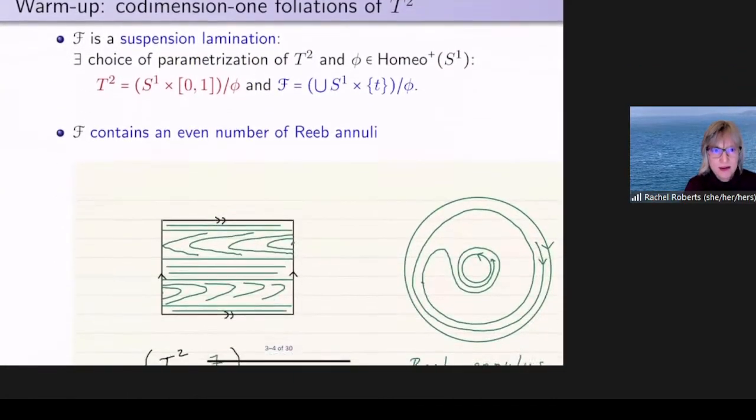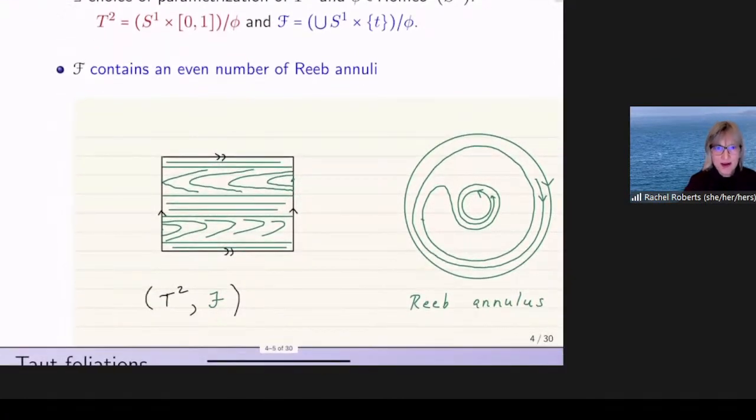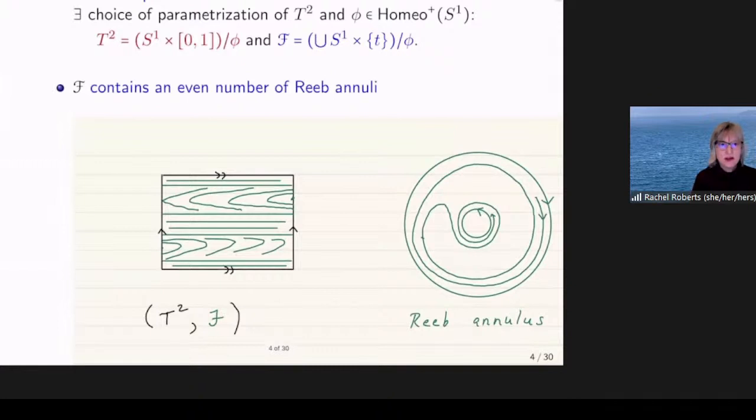So a warm-up, which I first saw when I was learning about such things in a book by Hector and Hirsch. If I'm thinking about foliations of the torus, I've got this dichotomy. I either have a suspension lamination, so I've got some choice of parameterization of my torus. If I think about the cylinder, cutting it open along some circle, I've got a foliation by vertical segments, and then I just glue by some homeomorphism, and the foliation I get is obtained by gluing those vertical segments together.